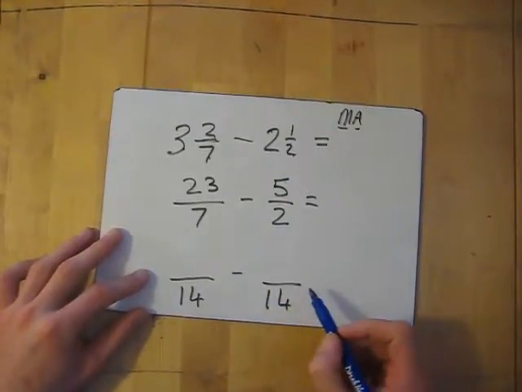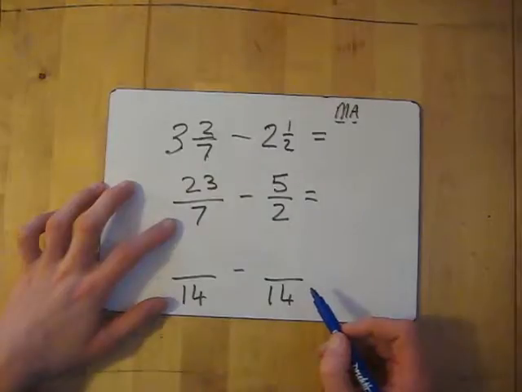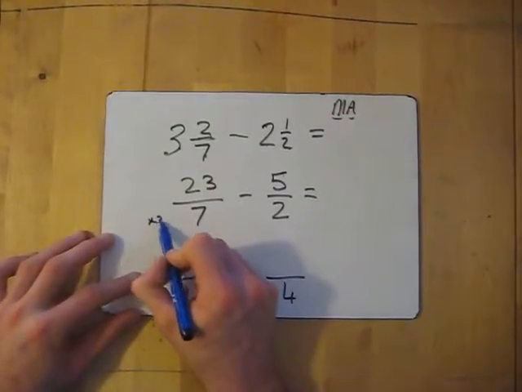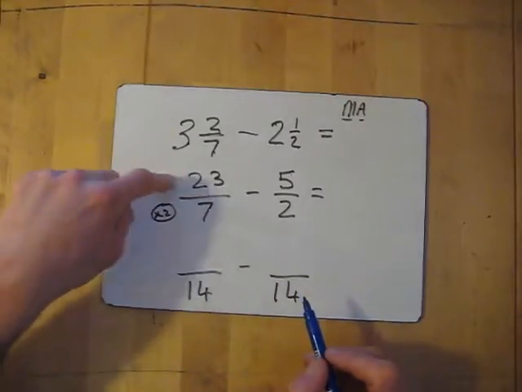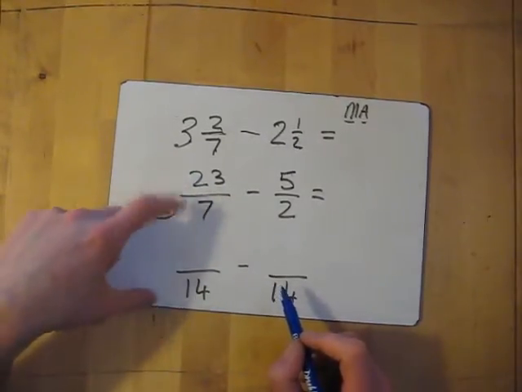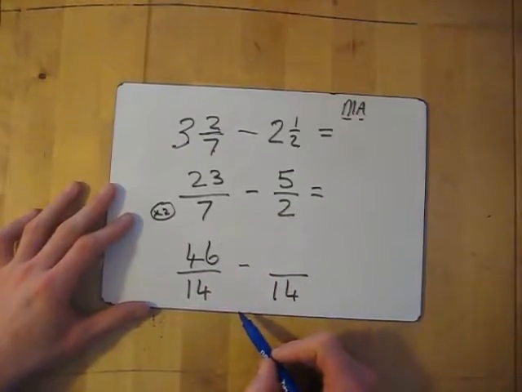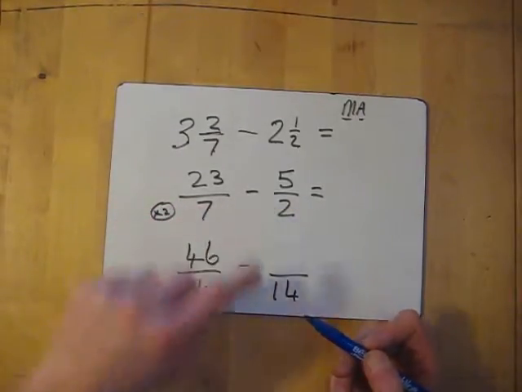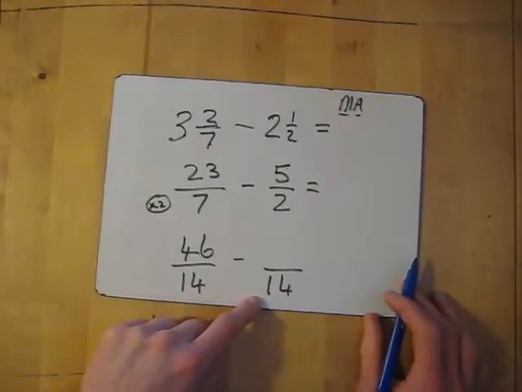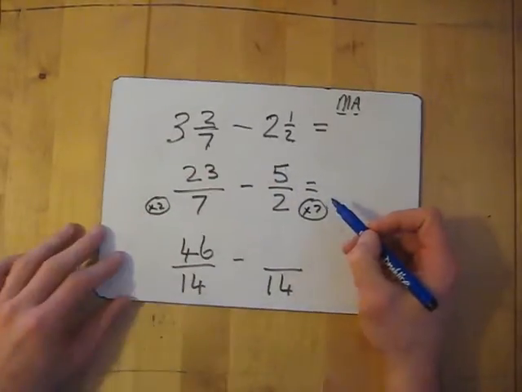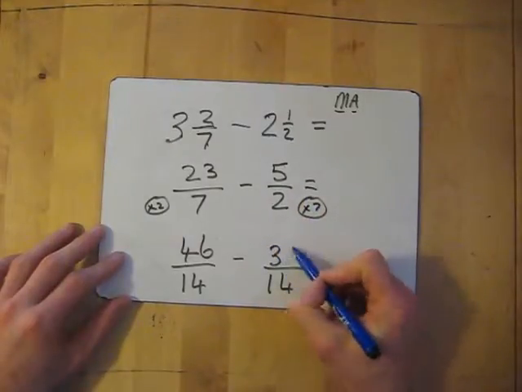14ths. So when we go from 7 to 14, what have we done? We've times by 2. So that means we have to times the top by 2. So whatever we do to the bottom, we do to the top. So it's 46 over 14. Then what have we done to 2 to get to 14? We've times by 7. So that means we have to times the top by 7. So we do 7 times 5, which is 35.